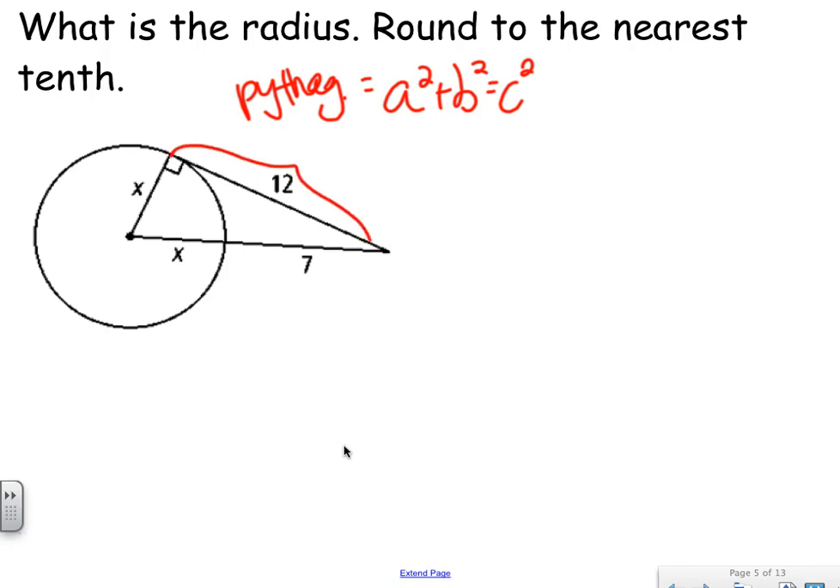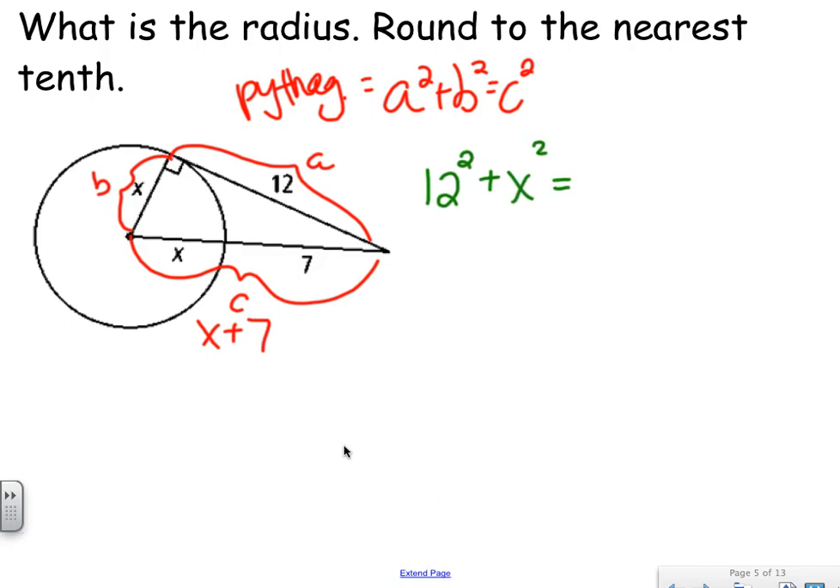Again, a and b are the legs of your triangle. So this could be a or b. I'm going to call it a. This would be my b. And this whole thing right here is my hypotenuse, my c. So notice I'm going to have to add 7 and x together to get my c. So x plus 7 would be my c value, a would be 12, and b would be x. So if I plug it into that Pythagorean theorem, I would have 12 squared plus x squared equals (x plus 7) all squared.